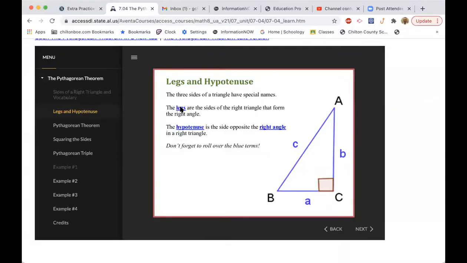So in review, the legs are the 2 sides adjacent to the right angle. The hypotenuse is the side across from the right angle. And this only works with right triangles.